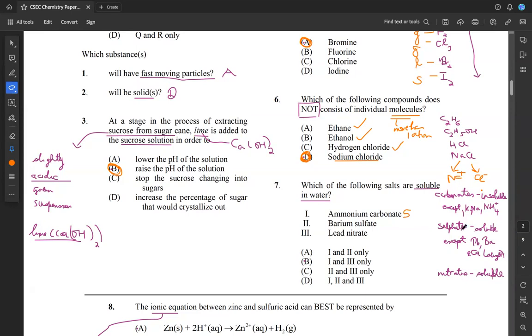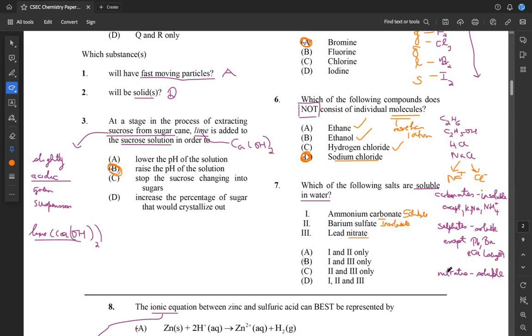We know that all sulfates are soluble except, right? Except lead, barium, and then calcium sulfate is only slightly soluble, right? So they're asking which of these are going to be soluble in water. We know that barium sulfate will not be, right? So this is insoluble because it's one of those exceptions to that sulfate rule, right? All sulfates are soluble except barium, lead, and that calcium there. So ammonium carbonate is soluble, barium sulfate is insoluble, and lead nitrate.